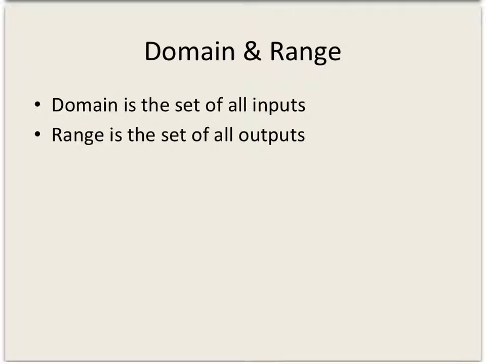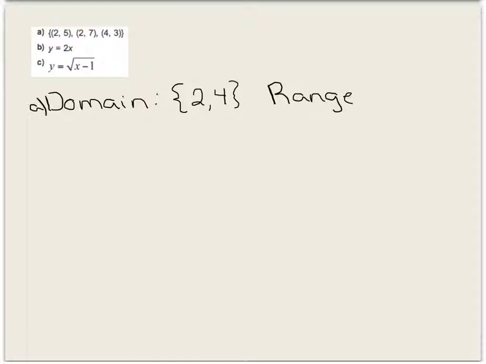Next, we're going to talk about domain and range. You've heard at least domain before in this class. Domain is the set of all inputs, so what are the values that we can plug into the function? And range is the set of all the outputs, what pops out when we're done. In this first example here, the domain is going to be all of the numbers that we plug in, all of the inputs. So the domain in part A is the set 2 and 4. Whereas the range is all of the outputs, so the numbers that are second, the y's, 5, 7, and 3.